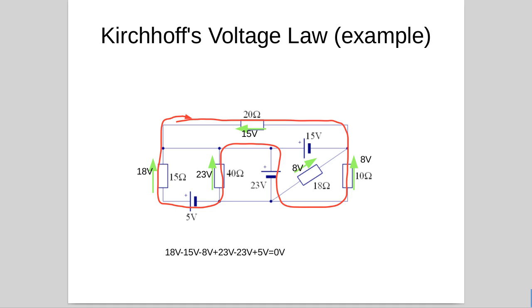18 volts minus 15 volts is 3. 3 volts minus 8 volts is minus 5. The plus and minus 23 volts cancel, so minus 5 volts plus 5 volts is 0 volts. So that's Kirchhoff's voltage law. The sum of the voltages around a closed loop must equal 0.